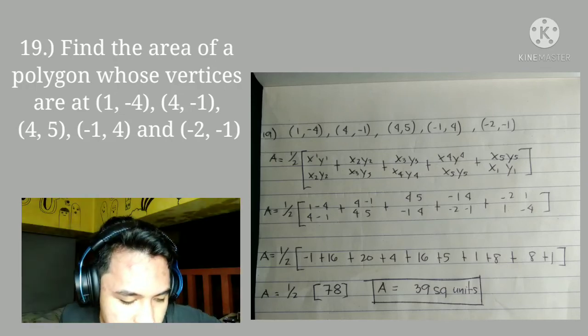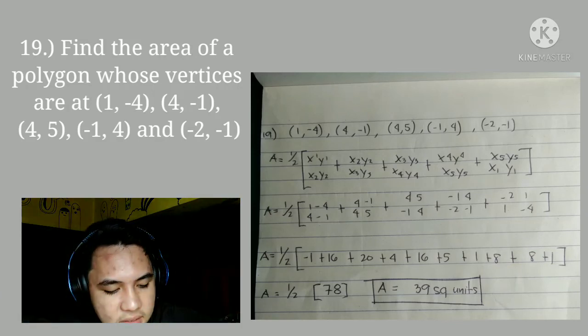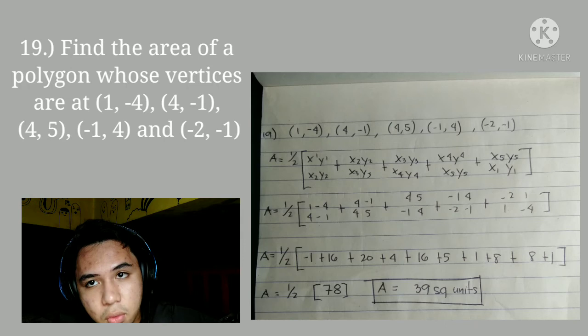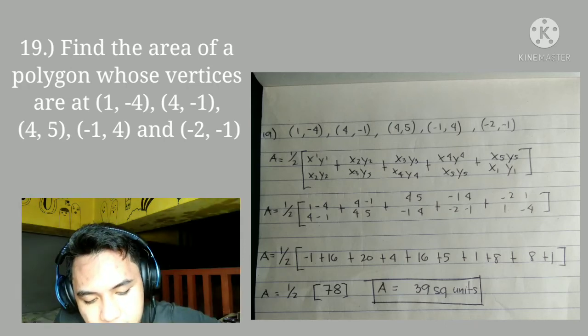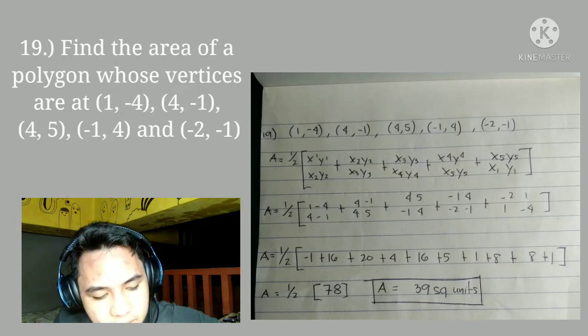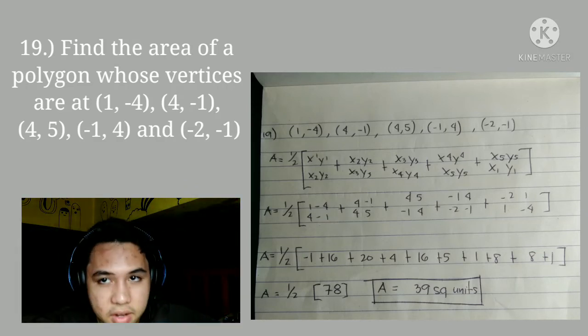So if we solve this, we will get 1/2 quantity negative 1 plus 16 plus 20 plus 4 plus 16 plus 5 plus 1 plus 8 plus 8 plus 1. If we calculate this in our calculator, we get 76. So now we can multiply it by 1/2. So we will get the area equal to 39 square units.